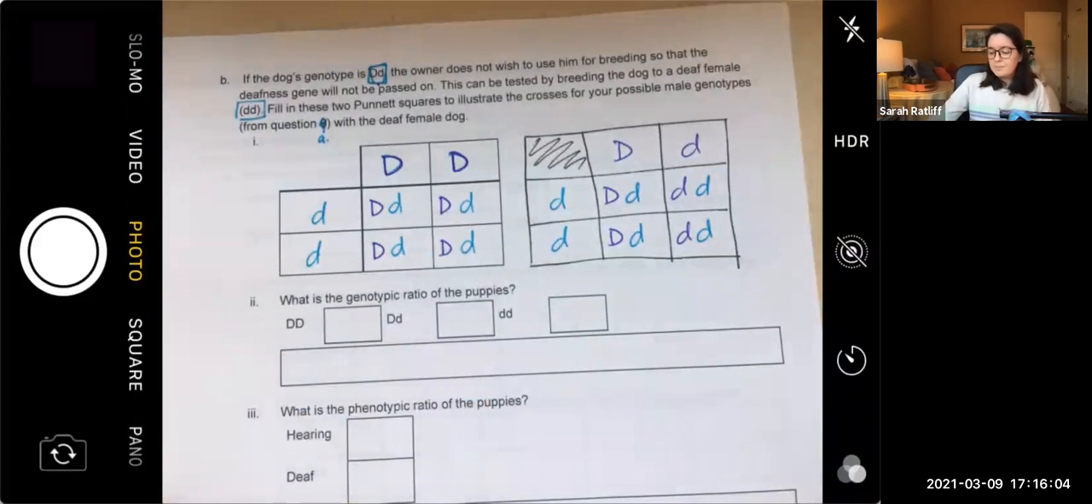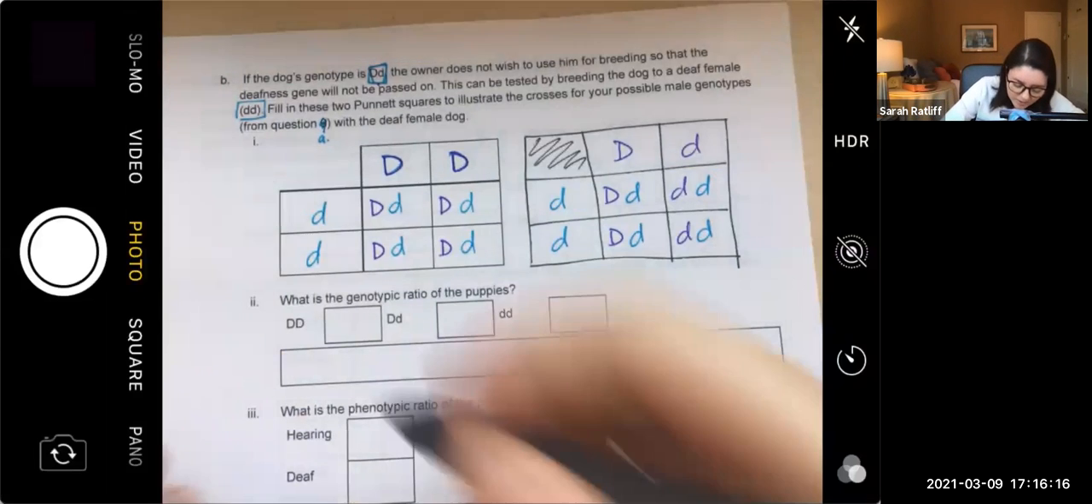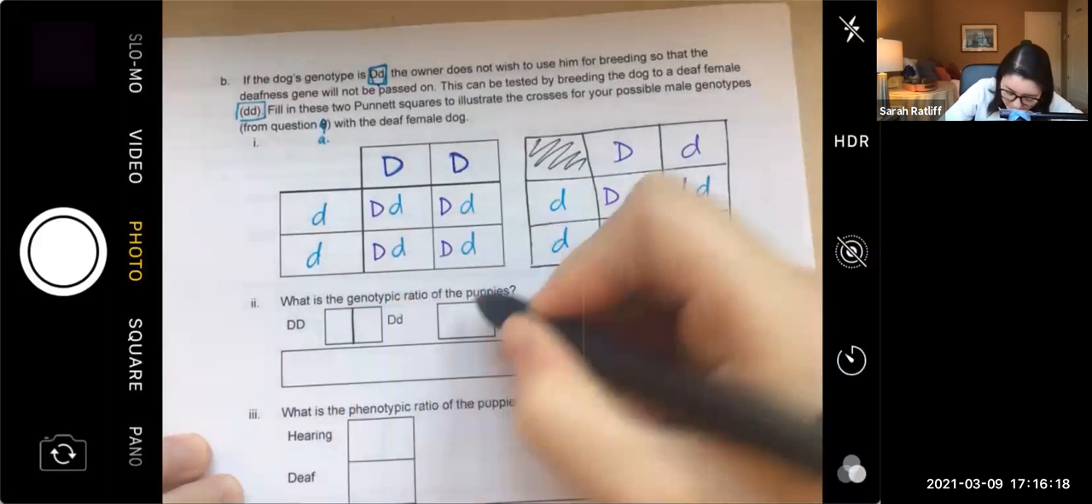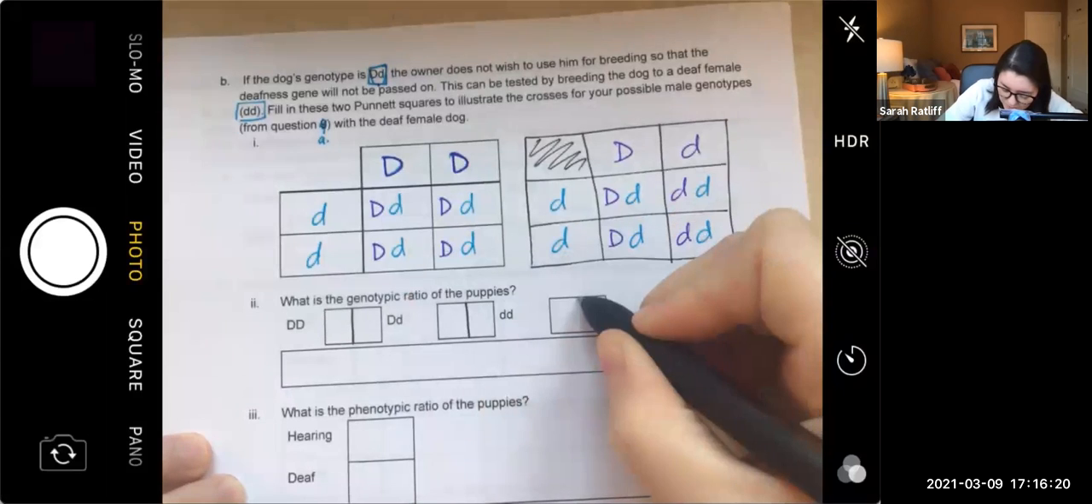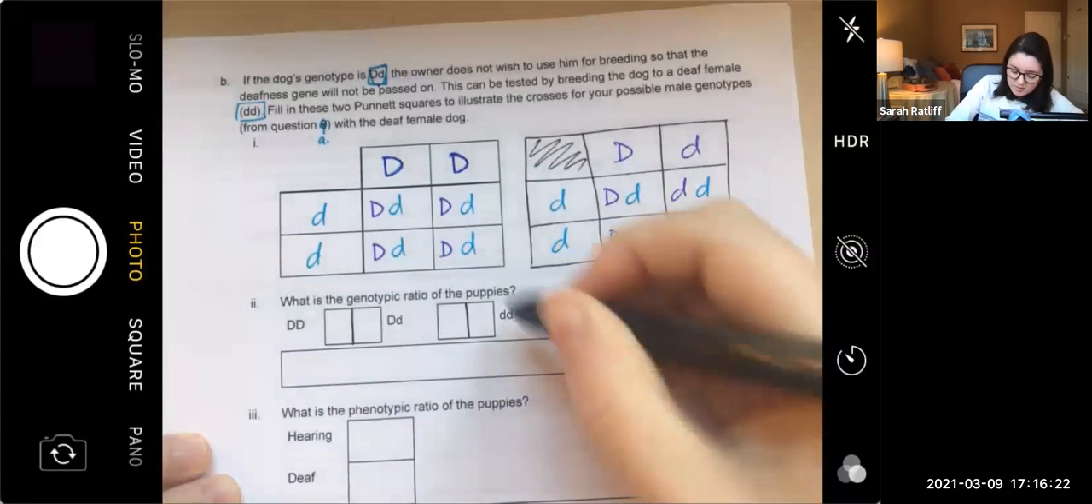Okie doke. So now we have our 2 possible father genotypes. What are the genotypic ratios of the puppies? So once again, I'm going to cut these in half for our 2 Punnett squares. You on yours will have 2 separate ones of these.